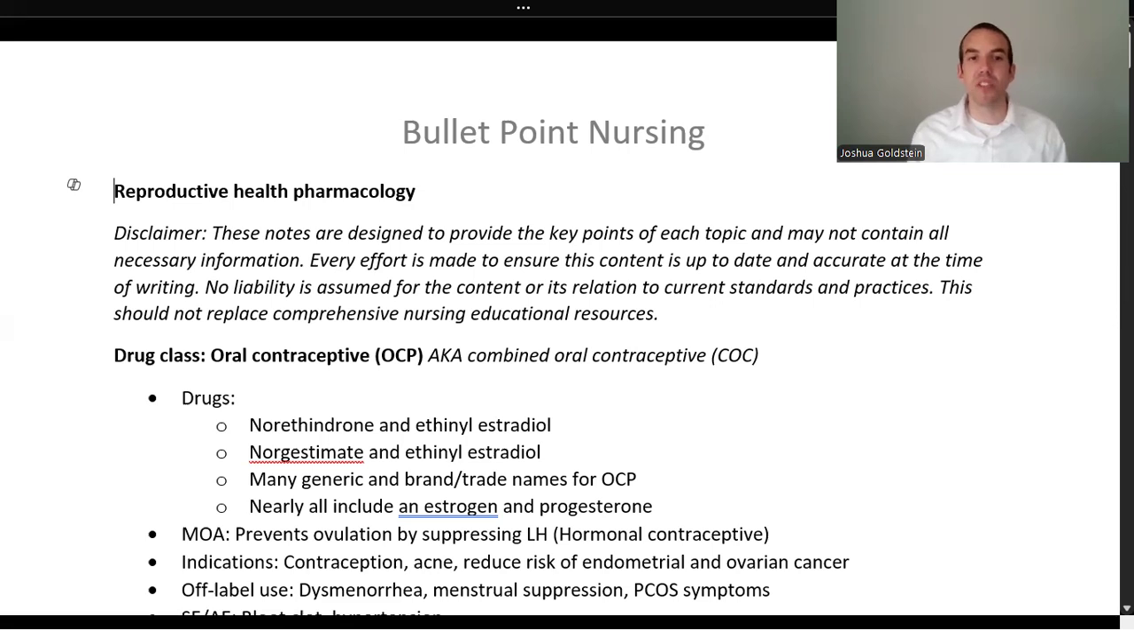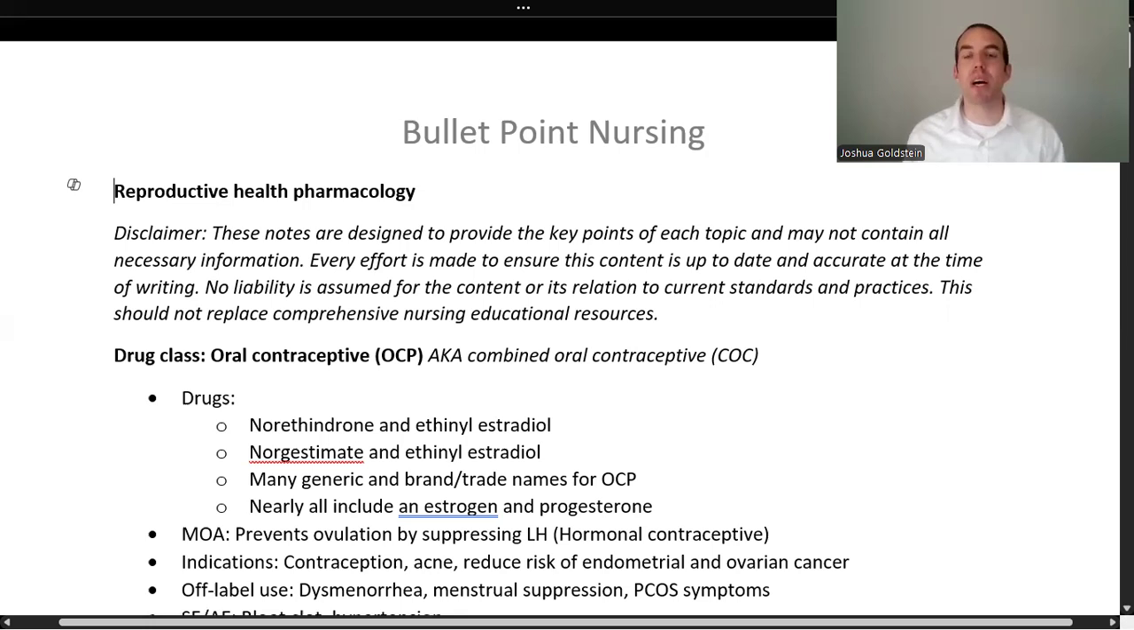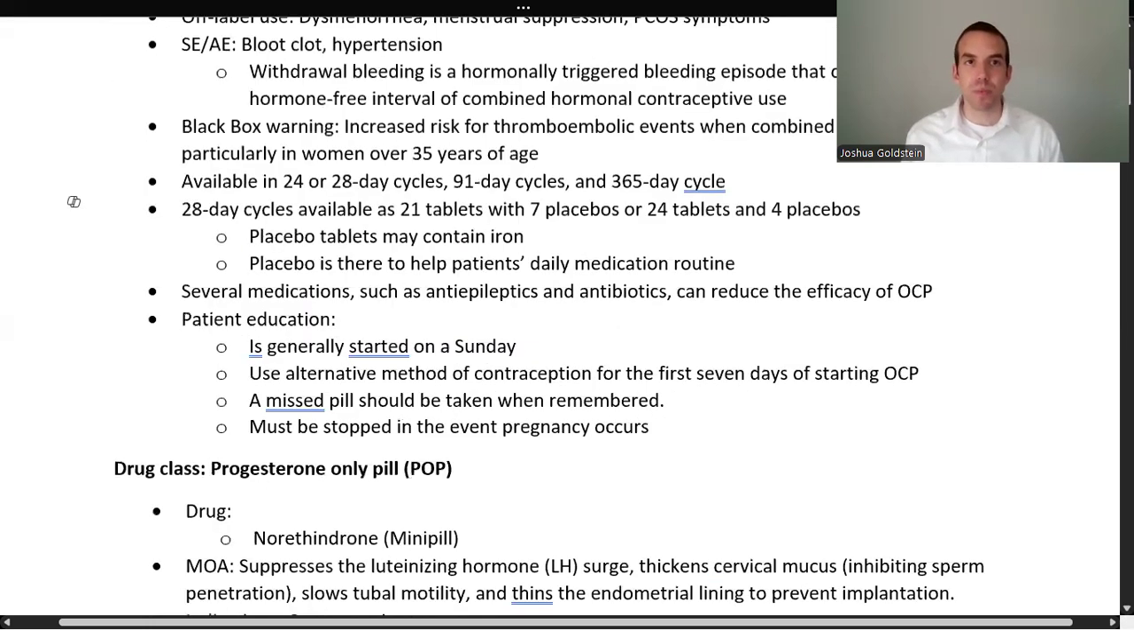What do we use this medication for? Well, we use it obviously for contraception to prevent pregnancy. We also use it for acne and to reduce the risk of endometrial and ovarian cancer. It does have a few off-label uses, such as to regulate periods, to suppress menstruation, as well as to treat PCOS or polycystic ovarian syndrome.